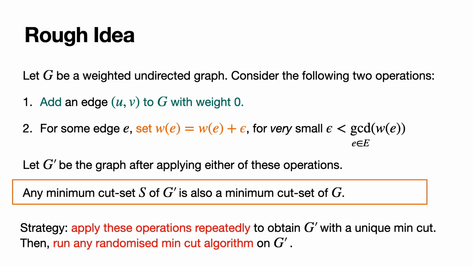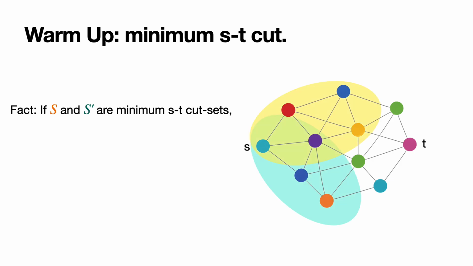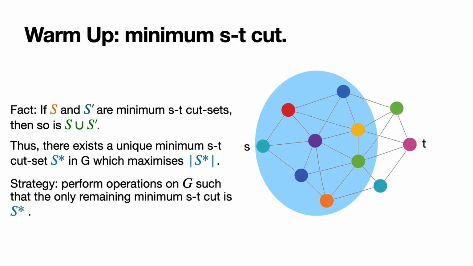So let me tell you how to do that for minimum ST cut first, just as a warm-up. So here's a simple fact that we'll use. If S and S prime are minimum ST cut sets, then so is their union. Okay, this is a fact about submodular functions in general. Thus, there exists a unique minimum ST cut set S star in G whose size is maximum, right? The idea being that we take the union over all the minimum ST cut sets. Now, our strategy is going to be that we perform operations on G such that the only remaining minimum ST cut is S star.